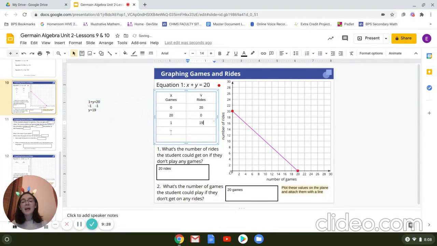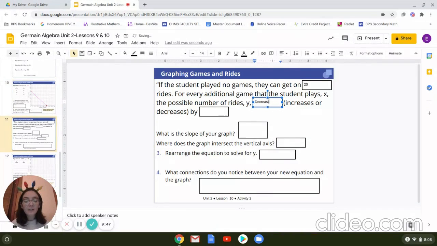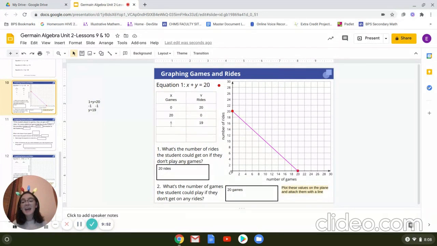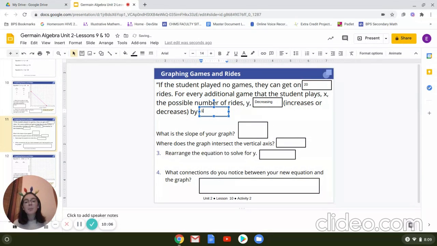So every game that I take, what's happening to the number of rides? Well, we went from 0 to 1 games, and we went from 20 to 19 rides. It is, in fact, decreasing. And by how many? Every game that I add, how much is it taking away? It is taking away one ride from that pile. So it's decreasing by 1.